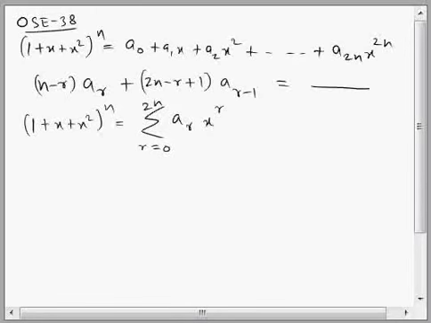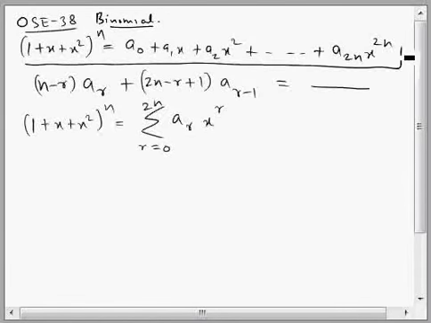Now this is objective solved example question number 38. This question is on the binomial theorem, and it's not an easy question. I'll tell you what the difficult part is and when the difficult step will come. Now this trinomial expansion is given in the question.